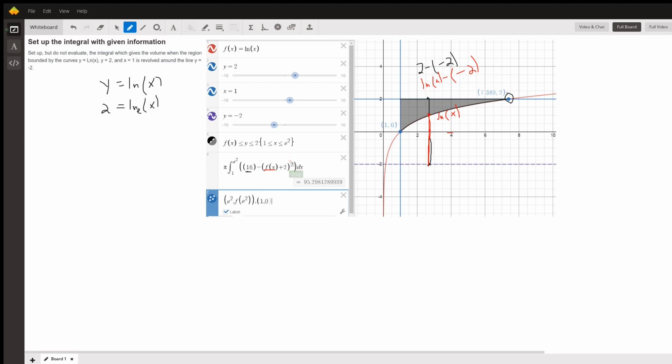You didn't have to evaluate the integral, but it looks like it's 95 point something. We could get an exact value with pi in the answer, but for now, we'll just leave it like that. Setting up the integral looks something like that. Okay, hope that helps.